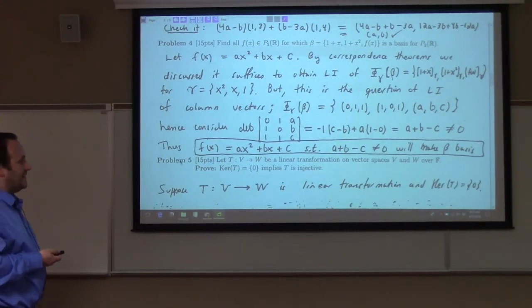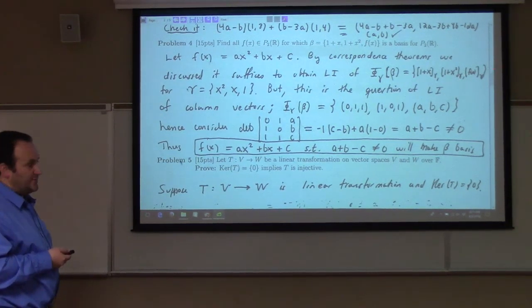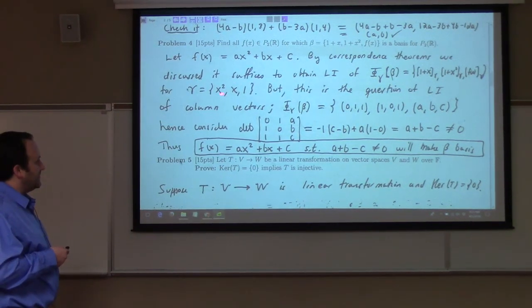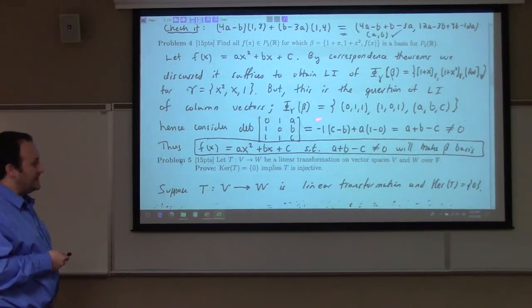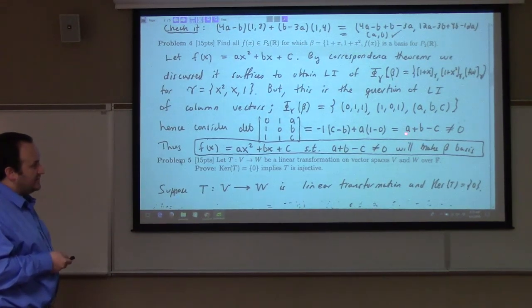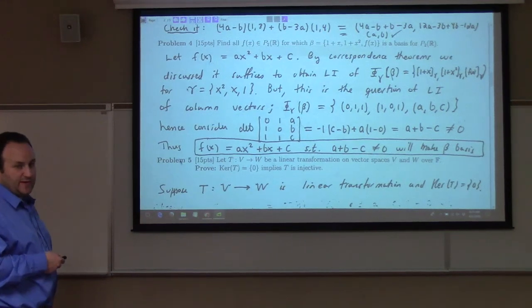There's various approaches. My approach would be to look at the corresponding coordinate vectors with respect to the usual basis for P2, namely the monomial basis. I called it gamma here. So the coordinate vectors of this, this, and this are that, that, and that with respect to the gamma basis. And in order to get linear independence of this set of 3 column vectors of length 3, I just need the determinant of that corresponding matrix to be non-zero, which gives me this condition a plus b minus c not equal to 0. So basically, I can take any f of x of this form with that condition, and that will make beta into a basis.